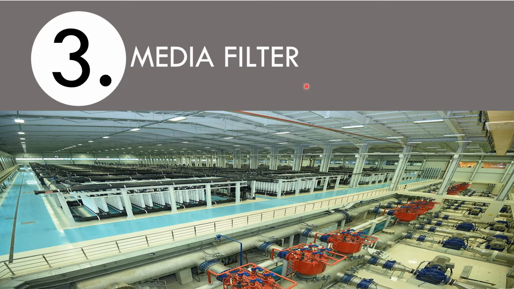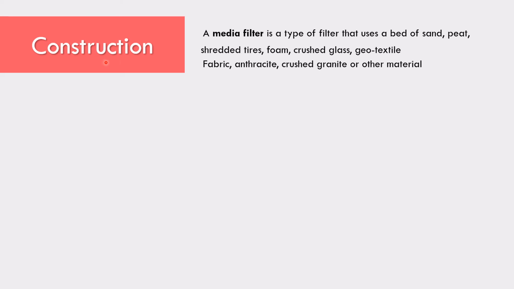The next method is media filter. As you can see, this is the pictorial representation of a media filter plant. You can see this white tube structure. These are the media filters in the industry. Now talk about the construction of media filter. A media filter is a type of filter that uses a bed of sand, peat, shredded tires, foam, crushed glass, geotextile fabric, anthracite, crushed granite or other material.